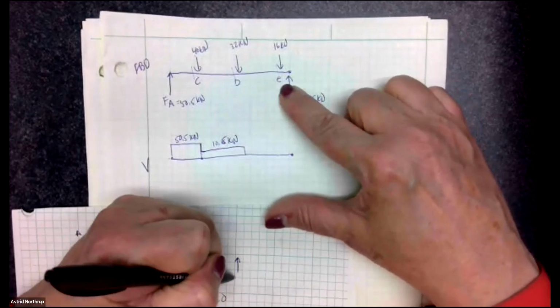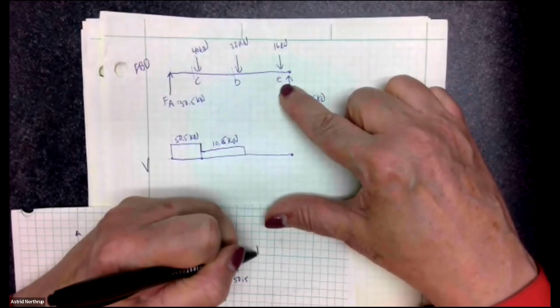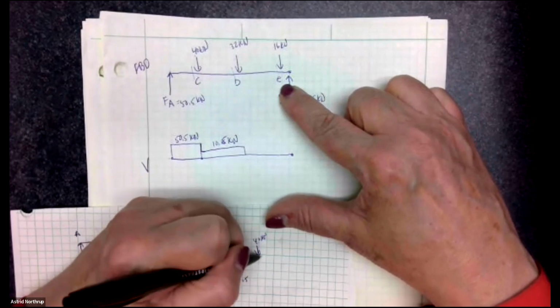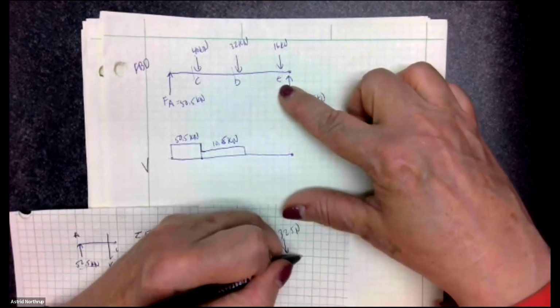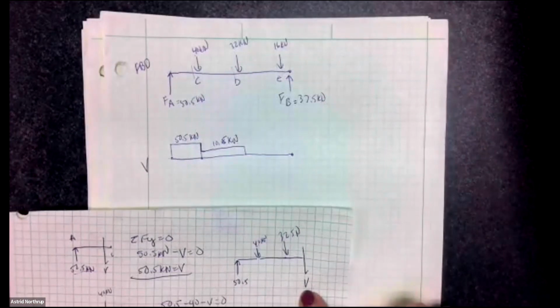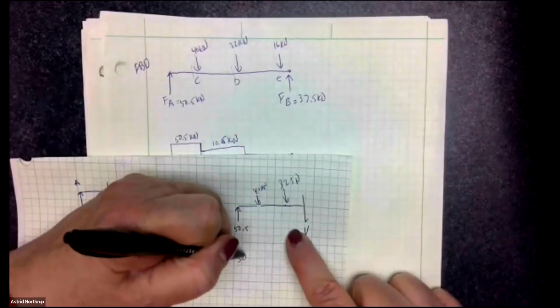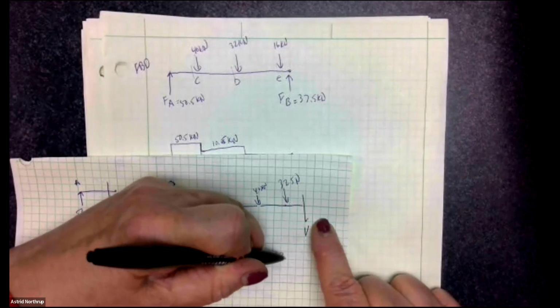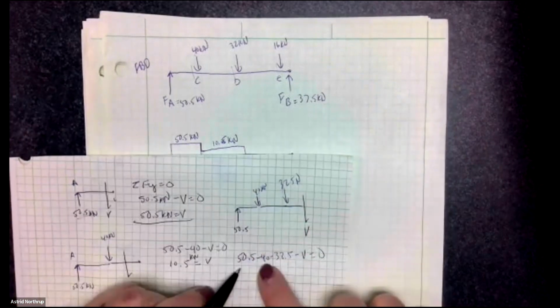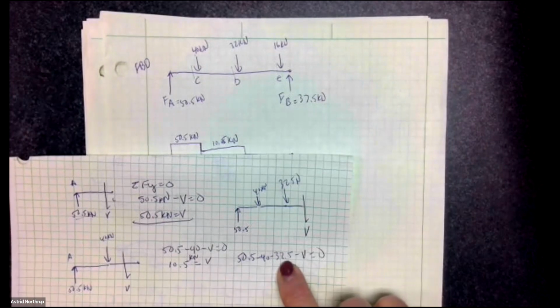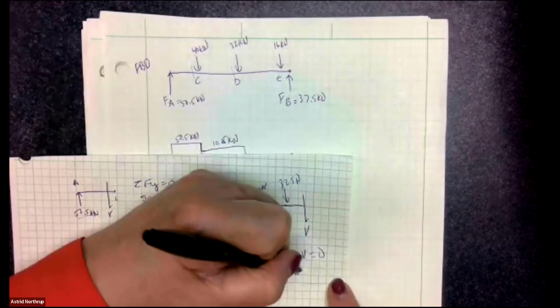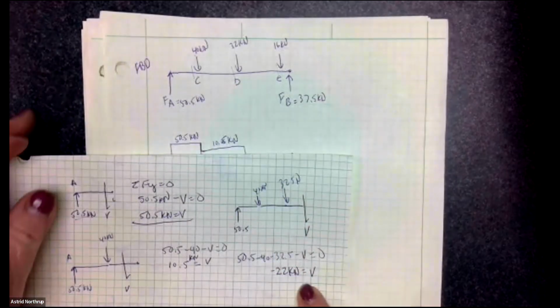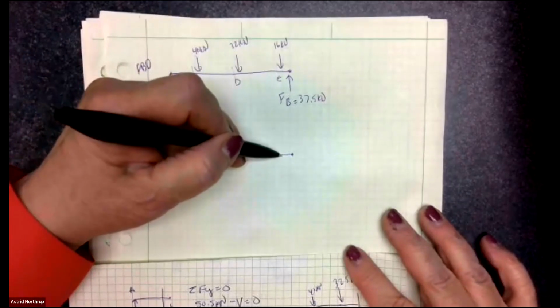From D to E, we have the force at A, which is 50.5 acting up. We have a 40 kilonewton force acting down, and a 32.5 kilonewton force acting down. Before we get to point E, we have the resisting shear V. So doing this again: 50.5 minus 40 minus 32.5 minus V equals 0. That's 10.5, and 10.5 minus 32.5 is negative 22 kilonewtons, minus V equals 0, or negative 22 kilonewtons equals V.